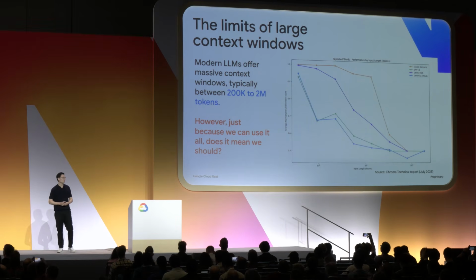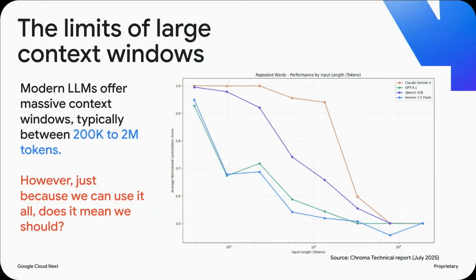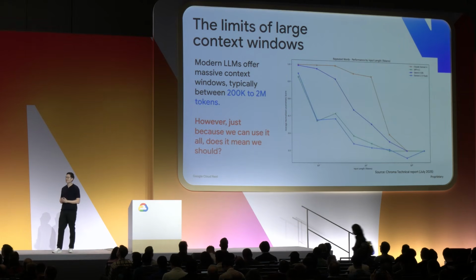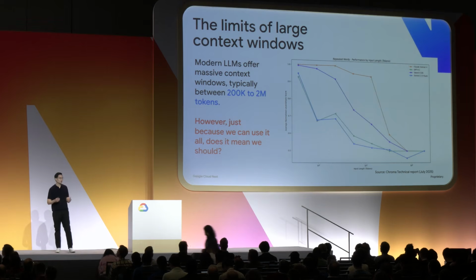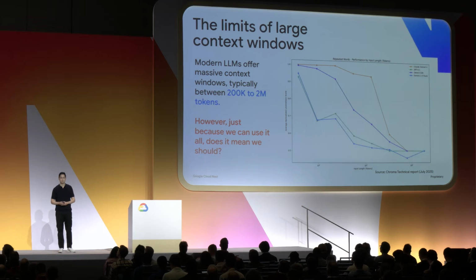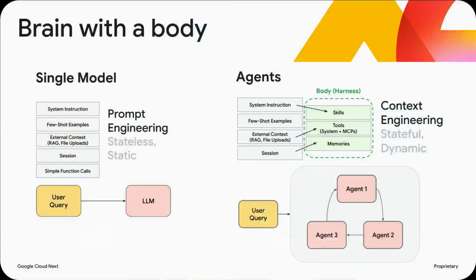And we all know that models offer massive context windows. And this creates an illusion that more context is always better. However, just because we can use all that space doesn't mean that we should. As the chart describes, regardless of what model you use, including the latest state-of-the-art models, the more tokens you input into the context window, performance degrades significantly. And this phenomenon is known as context rot.